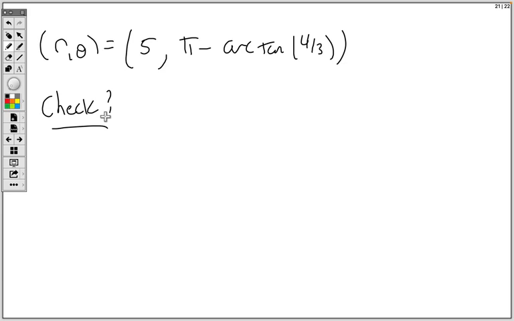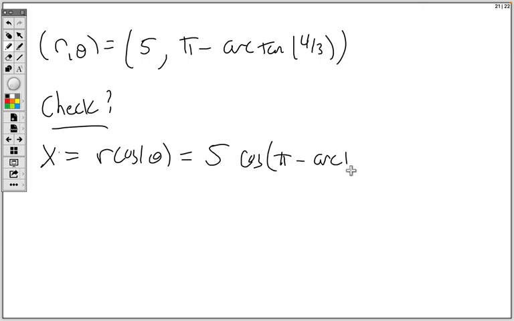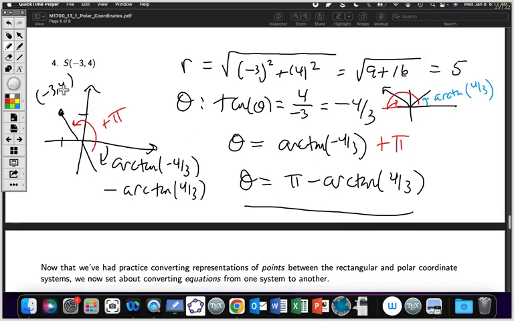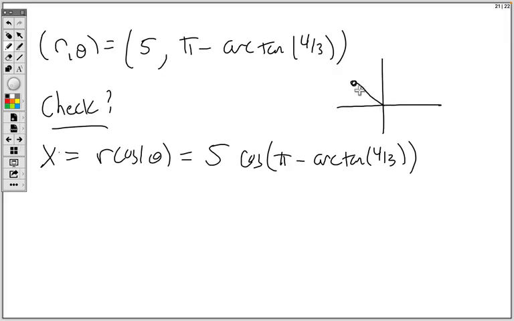Okay. Now, if I wanted to check, this gets us some nice practice going back to chapter 11 with the inverse circular functions. Because x would be r cosine theta, which would be 5 times the cosine of pi minus the arctangent of 4/3. All right, now, we already have a lot of this done for us because we know that the terminal point here is negative 3, 4. So we know that negative 3, 4 with a radius of 5. So for the cosine here, I would take the x-coordinate over the radius.